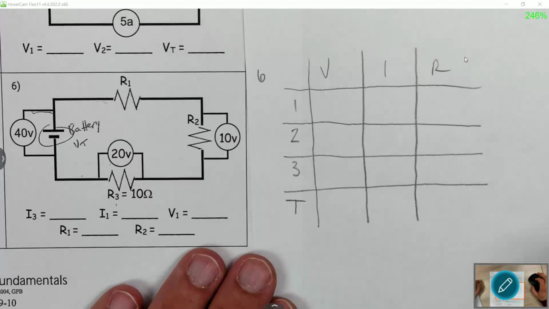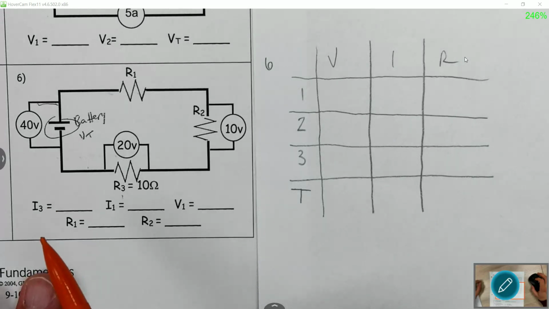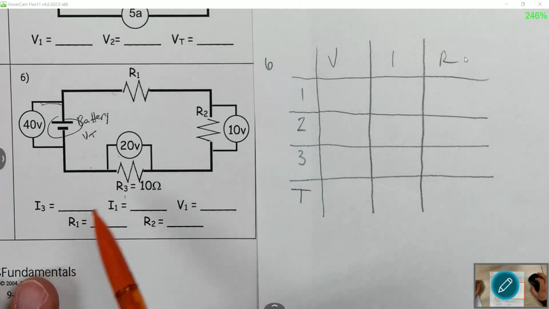All right. So what information, guys, do we have from this? What numbers do they give us? 40, 10, 20. Okay. What letters do they have? What units? They have voltages. So guess what? They're going to go in those positions for the voltages.